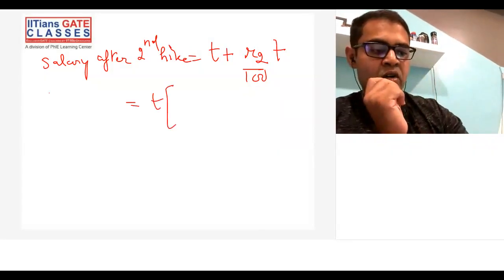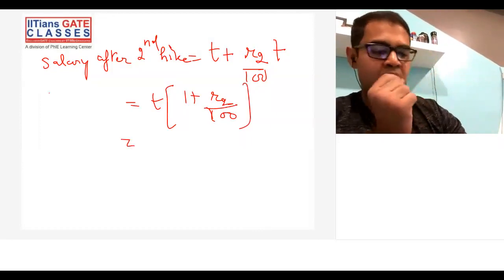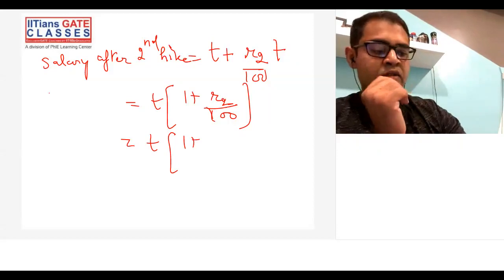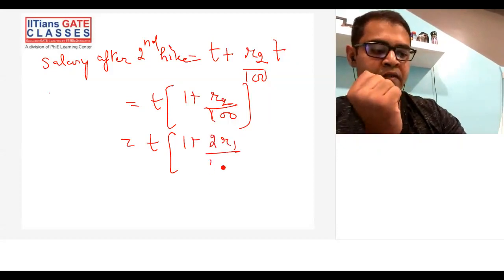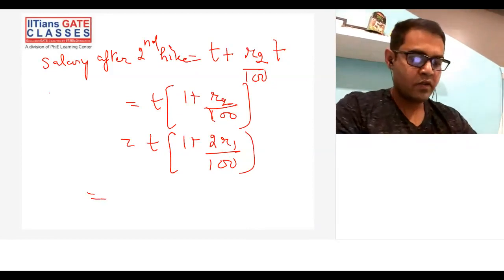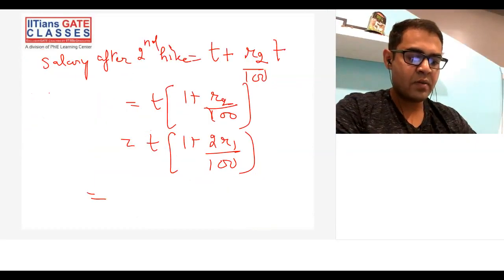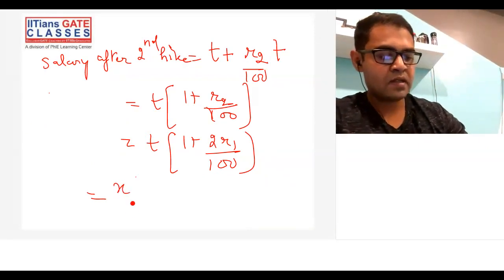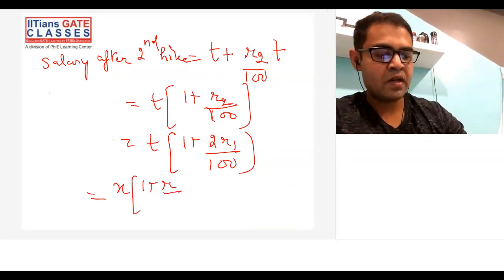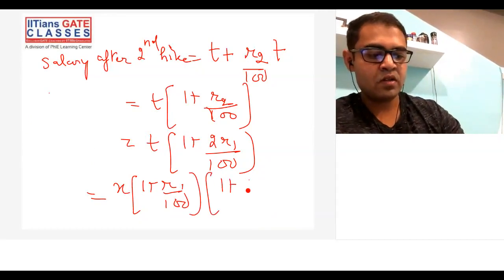So I'll take T common and I'll write 1 plus R2 by 100. And R2 is what? Twice R1. I'll just write it over here just to reduce the number of variables I have in my equation. Okay, now T I'll substitute from the previous slide. So it is X times of 1 plus R1 by 100. Okay, X times of 1 plus R1 by 100 into 1 plus 2R1 by 100. All right.